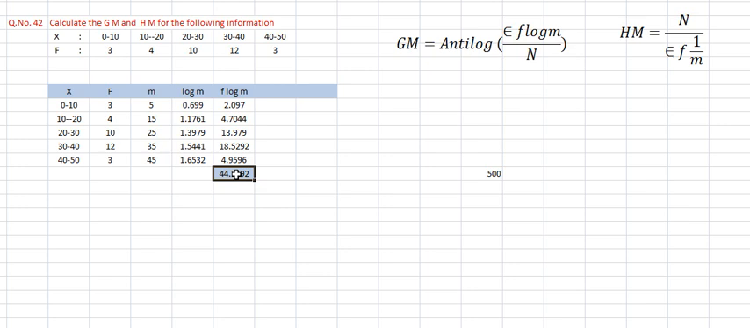We need this total for our geometric mean purpose. Now move to the next solution, the harmonic mean. What is the harmonic mean formula here? N divided by the summation of f into 1 by m. So you have to find 1 by m first, that is 1 divided by m.